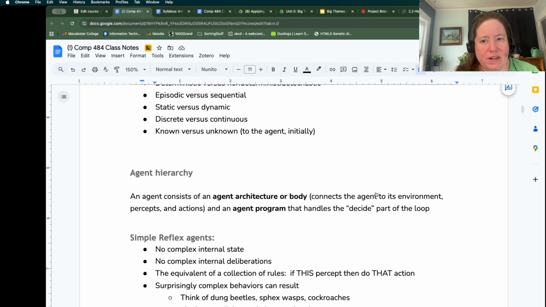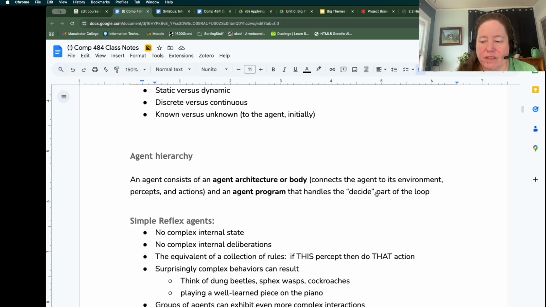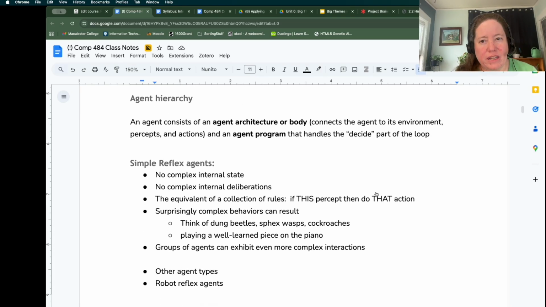All right, so there are hierarchies of agents, and in the reading that's associated with this section, there's also a section on hierarchical control, which I'm going to show you as well. So in agent hierarchy, an agent has an architecture or body, could be simulated, and a program that handles the decision part of things. We are going to focus right away on simple reflex agents. So these are agents with extremely simple internals. They do not maintain an internal state where they remember what they did last time around. They do not have complex internal deliberations around what their goals are and how best to achieve them. They don't have a model of the external world.